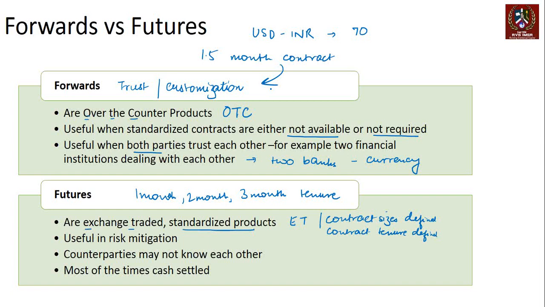The exchange gives a certain tenure. For example, if we are in a particular month, you will have that month, the next month after that, and 3 months kind of contracts that are available. There's nothing else that is available. It is useful in risk mitigation because of the presence of the exchange. The exchange de-risks the entire trade there. In this case, the counterparties may not know each other, and most of the times this is cash settled.